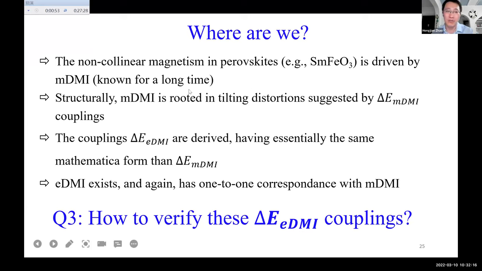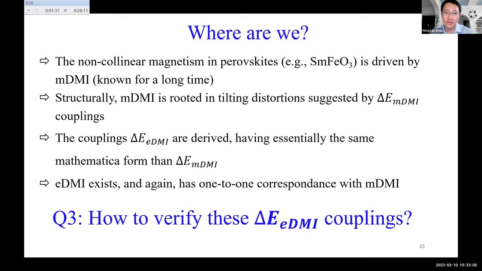Then in our work, we have derived some couplings involving the tiltings and some dipole patterns. Basically it has the same mathematical form as the formula characterizing the non-collinear dipole patterns. So by comparing delta E MDMI and delta E EDMI, you can see that they have a one-to-one correspondence. So this implies that the EDMI actually exists and again has a one-to-one correspondence with MDMI.